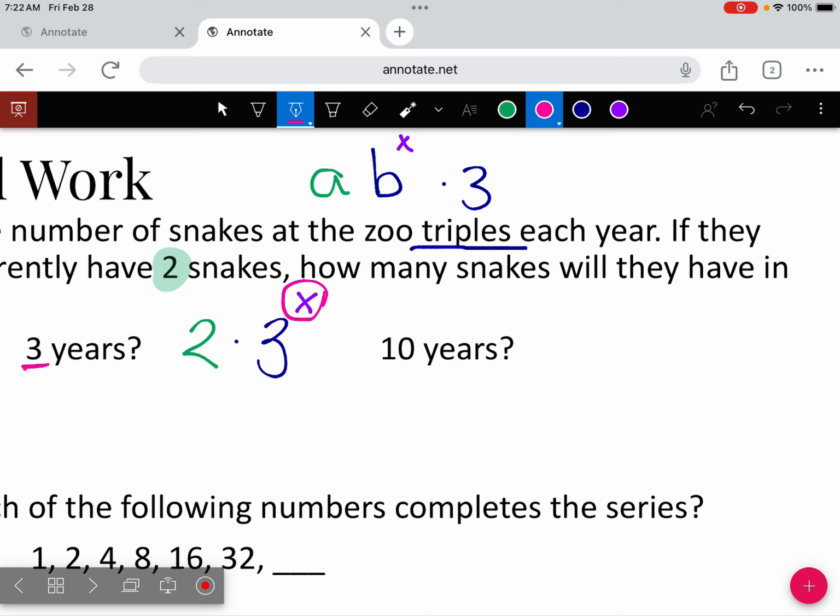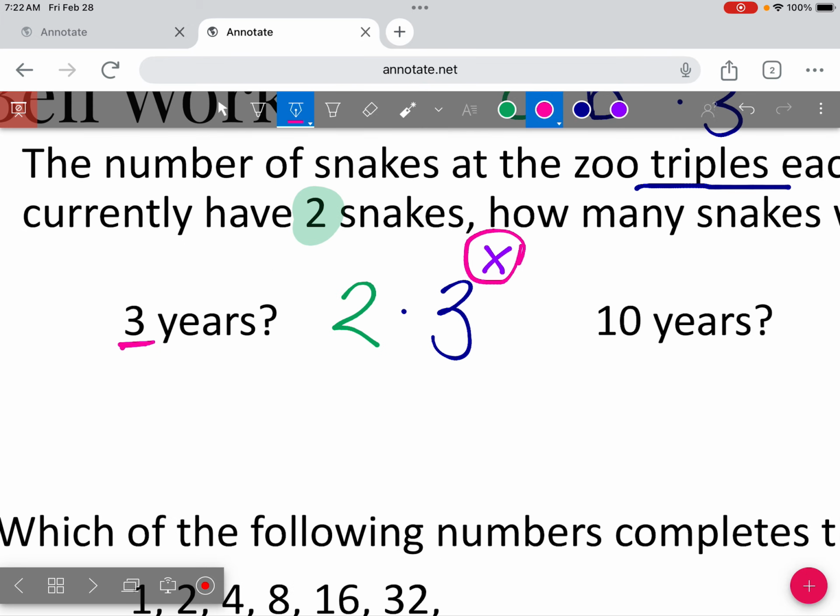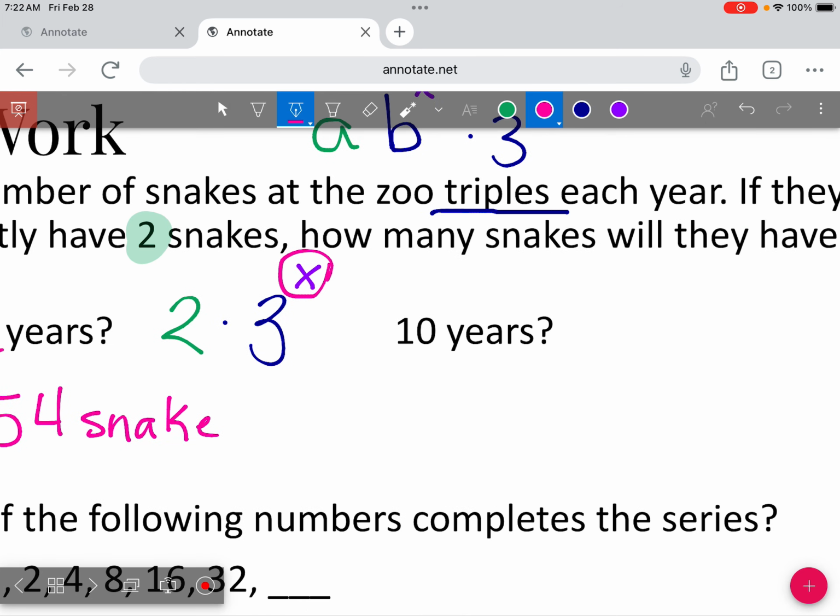So when we type that in, you can type that into the calculator. 2 times 3 to the 3rd. How many snakes are they going to have in 3 years? 54 snakes. Sneaky snake.